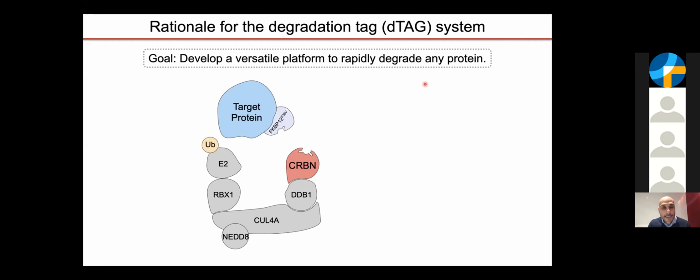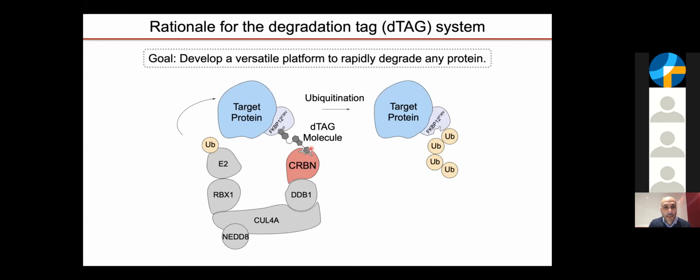And so in the dTAG system, just a little bit more in depth on how it works, it relies on this mutant version of FKBP12 as the tag. And then what we spent a lot of time developing were these dTAG molecules that can bind this tag, this mutant FKBP12, and then recruit an E3 ubiquitin ligase such as cereblon. This then leads to the ubiquitination and degradation of the fusion chimera.